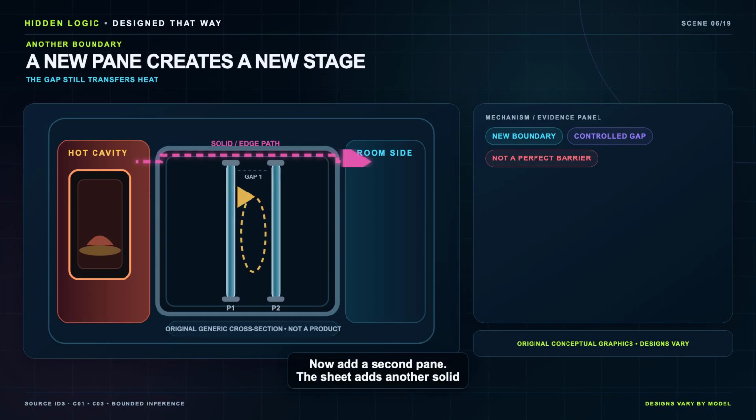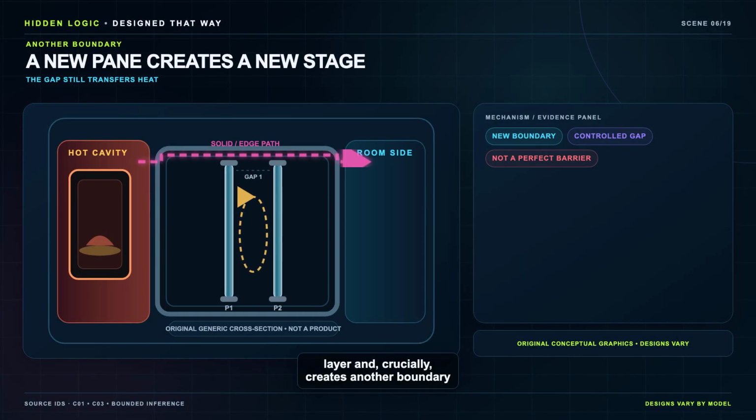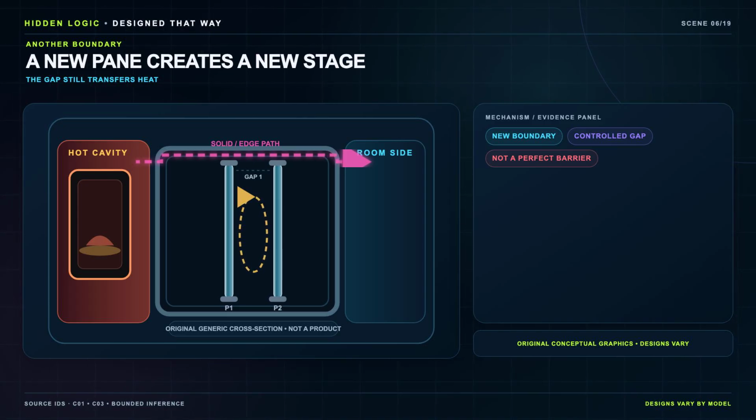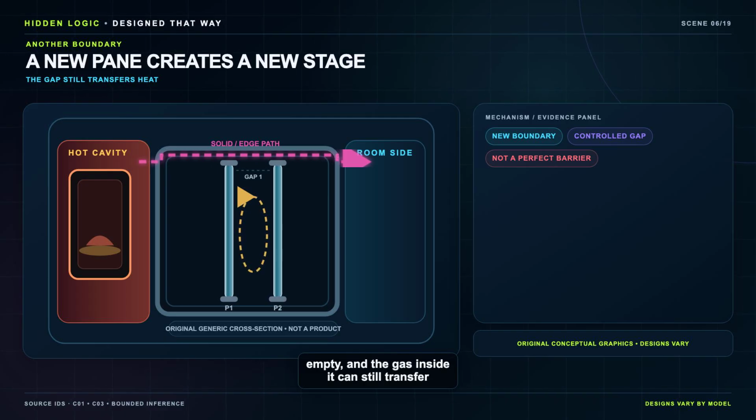Now add a second pane. The sheet adds another solid layer and, crucially, creates another boundary and controlled space. That separated gap interrupts a continuous solid path, yet it is not empty, and the gas inside it can still transfer energy and circulate as temperatures separate.